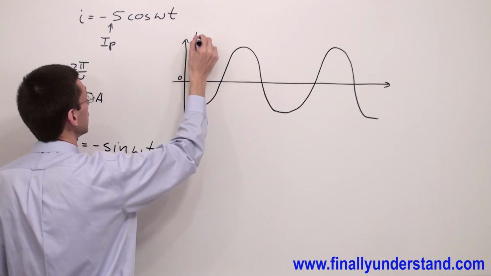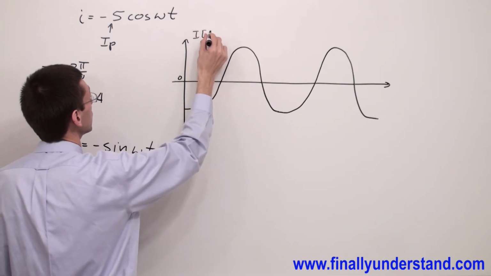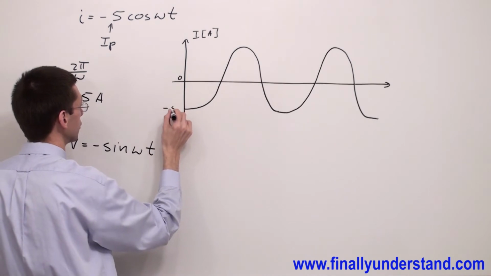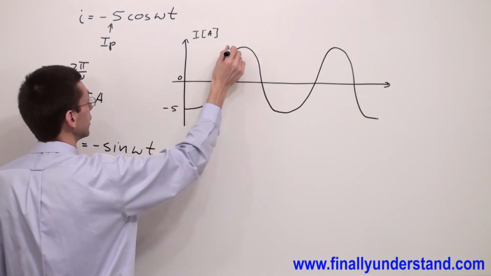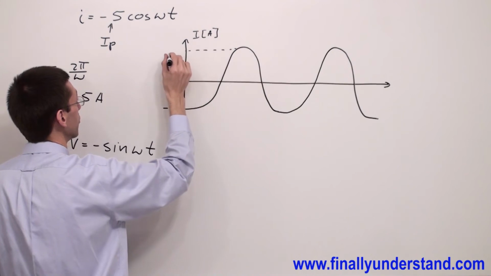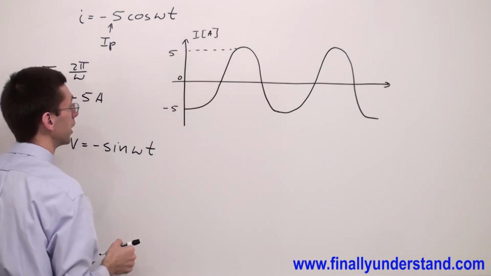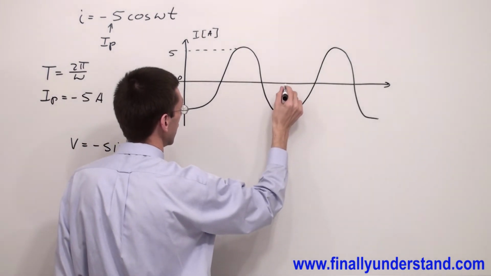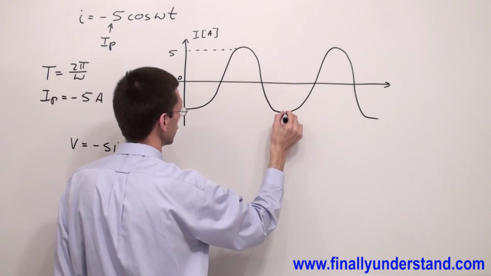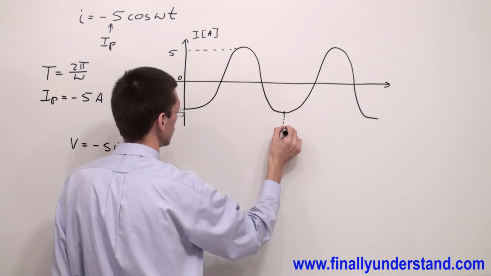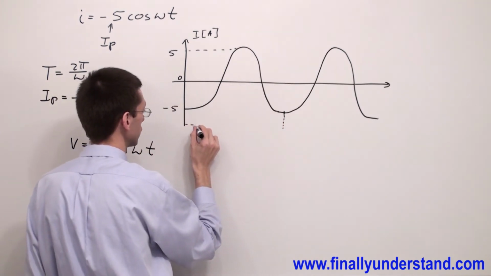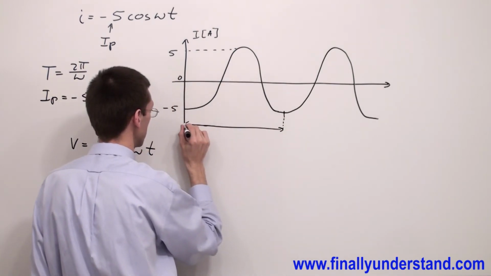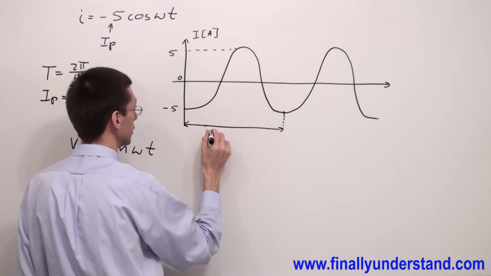The y-axis represents the current in amps. This is my peak value, minus 5, negative peak. This is my positive peak, 5 amps. My period is the time required to finish one full cycle. This is my one full cycle. Remember, the cycle is this part of the wave which constantly repeats. So this is my period.